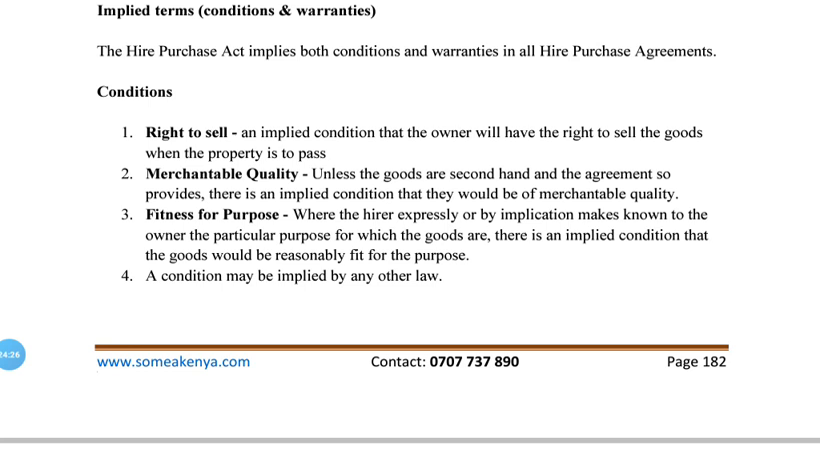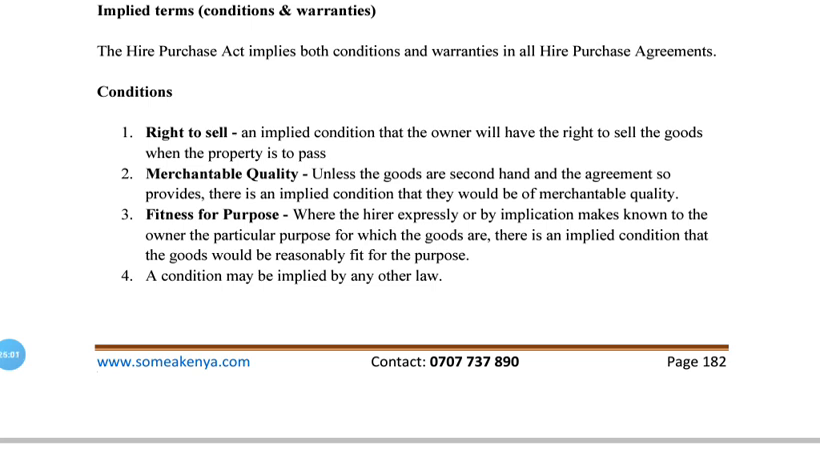You want maybe to use it for graph work, and then this person sells to you a book which is not corresponding to that purpose, then that one will go against the purpose. It simply means that it won't fit the purpose for which you are purchasing that book. So another item is a condition may be implied by any other law.